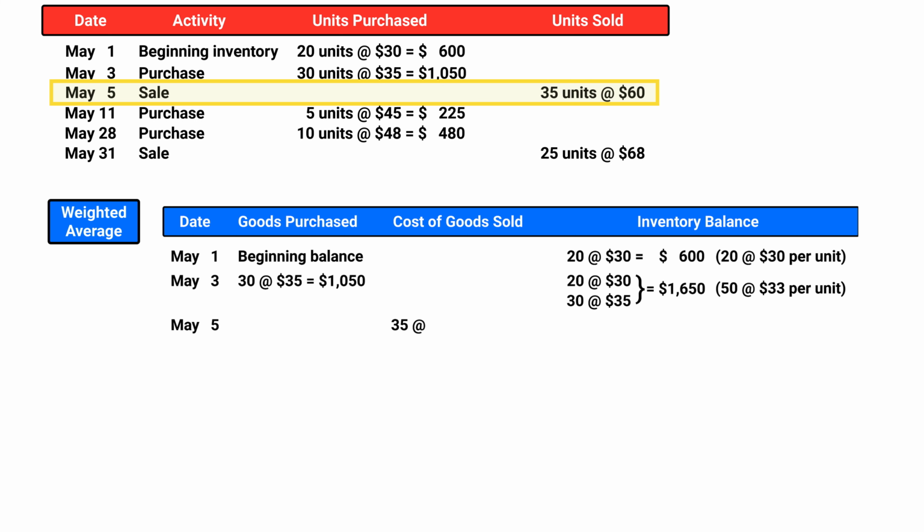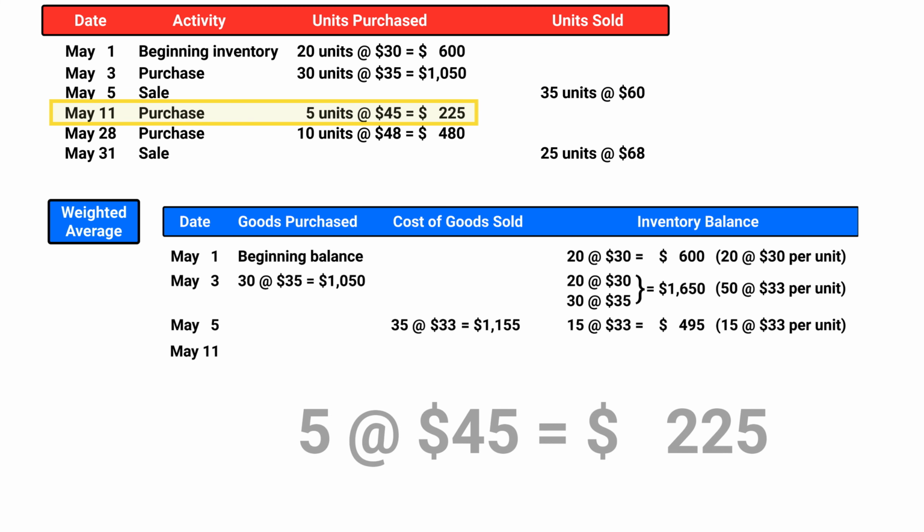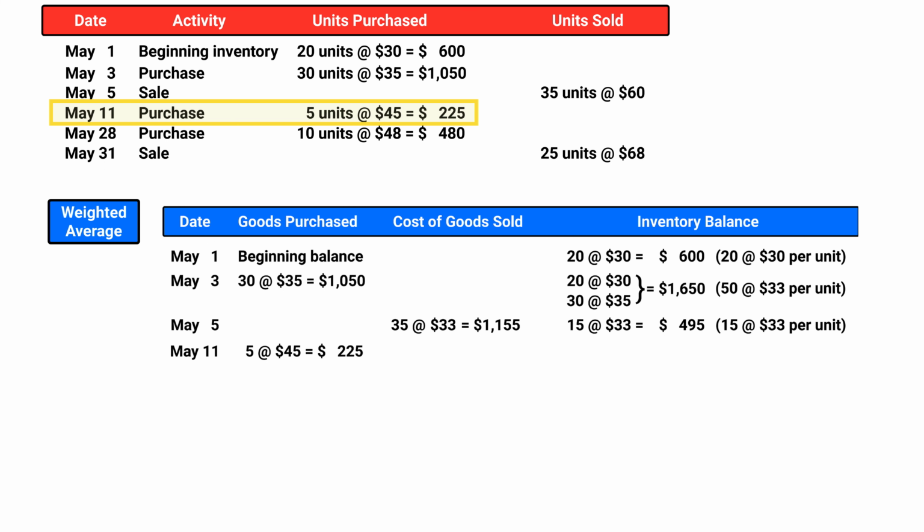And using weighted average to compute cost of goods sold, we take the 35 units sold and multiply it by average cost per unit of $33. Next, look to inventory and see that we have 15 units remaining with an average cost of $33 each. On May 11th, we purchased 5 units at $45 per unit. Now, looking at our inventory balance, we see 15 units at $33 each and 5 units at $45 each.